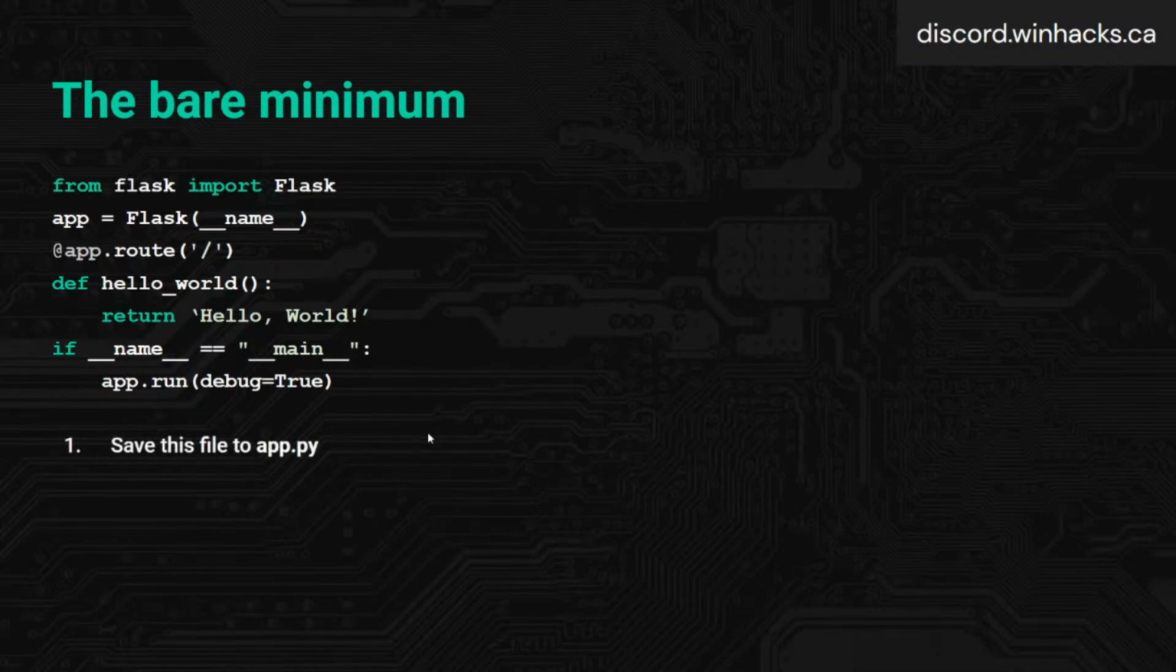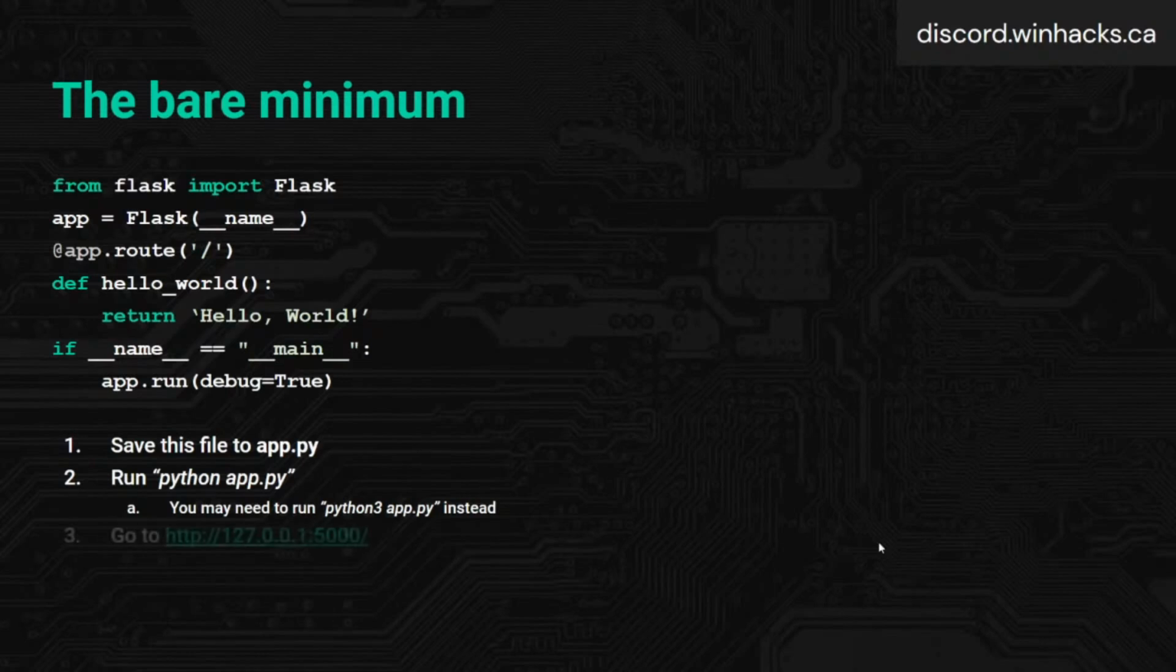All right, so what are you going to do? You're going to save this file as app.py or website.py or whatever you want. Then you're just going to run python or python3 app.py. Like I said, you may need to use python3 app.py instead. On Windows, for me, it's just py, so it's py app.py. And then lastly, you go to localhost port 5000 and your website will be ready for you to view.